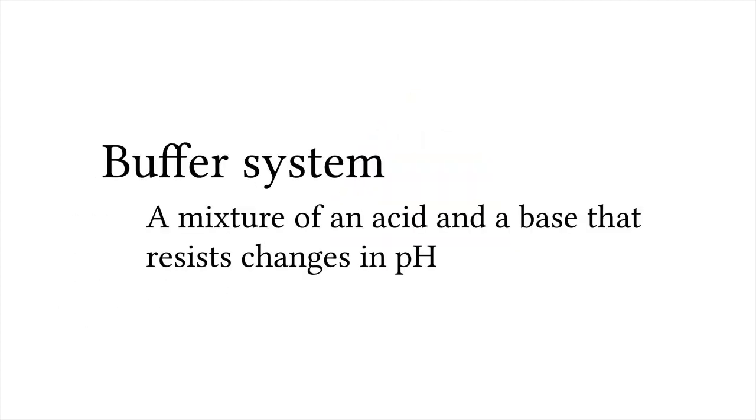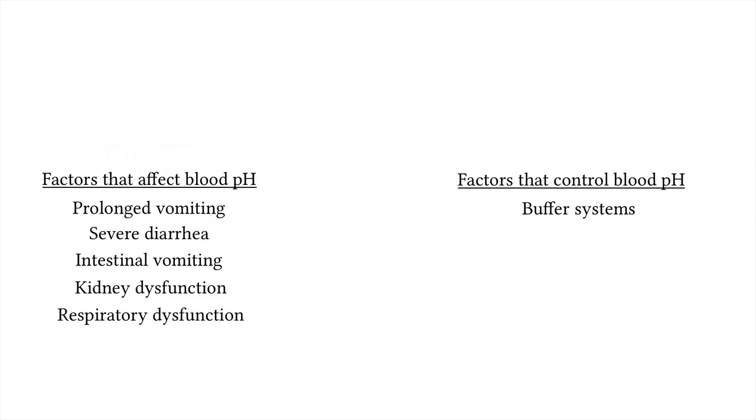A buffer system is a mixture of an acid and a base that resists changes in pH. We've already discussed how buffers work, especially in the digestive tract, to control pH levels. The second way to control pH is through the respiratory system. Again, I already talked about how this is done via carbon dioxide levels. The third way is a slower mechanism, but it's a more complete method of control. This is through the work of the kidneys.